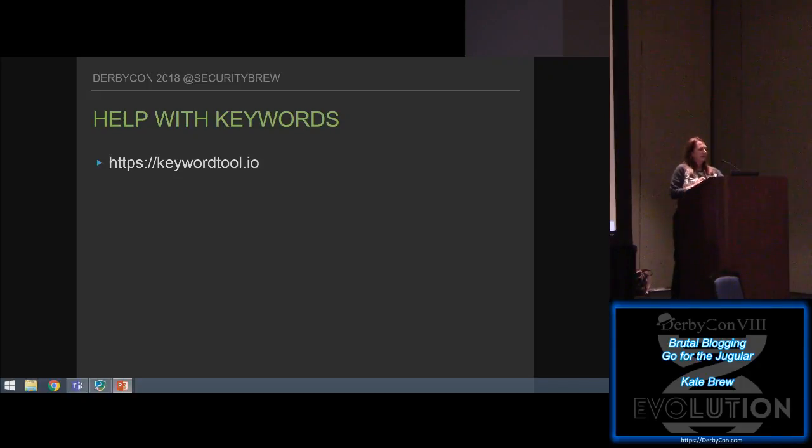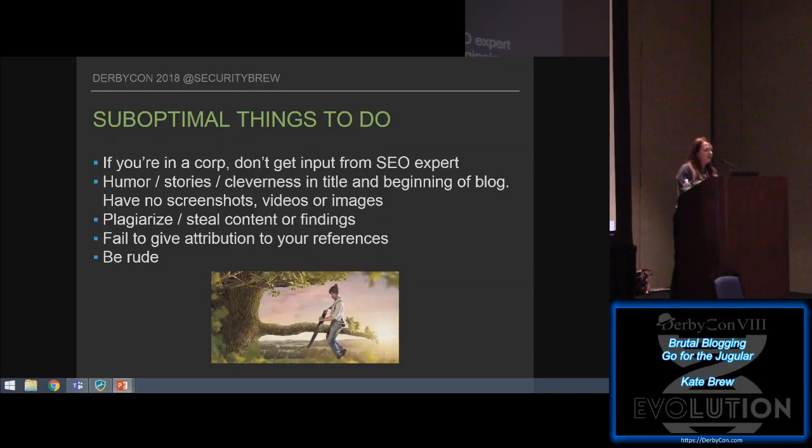I don't have time to do this, but if you need help with establishing your keywords, this is one place to go. But what I suggest more is find somebody who is an SEO expert, like most companies have them, and spend an hour with that person and say, hey, help me out with this blog. Here's what I'm thinking. They go off and do their research, and they'll come back with helpful ideas for you. Bad things to do: if you're in a corporation, don't get input from the SEO expert. Ignore the guy. Yeah, that's really bad.